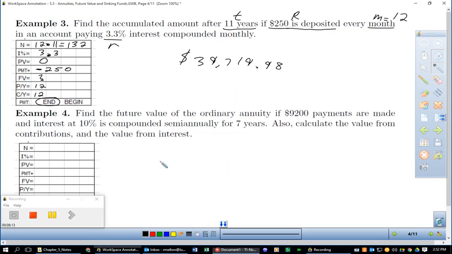Okay, example 4. Find the future value of an ordinary annuity if $9,200 payments are made and interest at 10% is compounded semi-annually for 7 years. So there's our payment, R. Interest is 10%, so that is our lowercase r. Semi-annually, so M equals 2. For 7 years, there's our time. Also calculate the value from contributions and the value from interest.